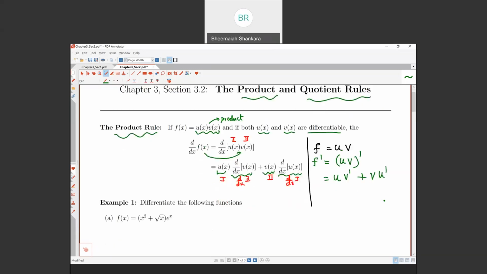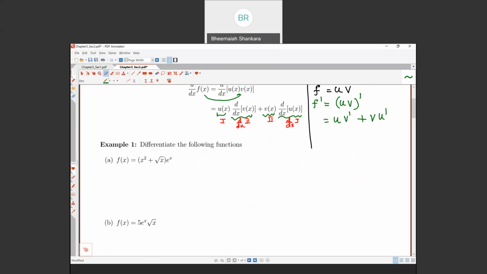So in this first example, you have product of two functions and you're asked to differentiate the given function. So let me write the first function as u and the second function as v. So u is x squared plus square root x and v is e to the x. Now let me derive u. Derivative of u is du over dx, which is also u prime.